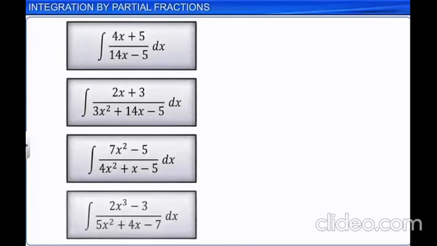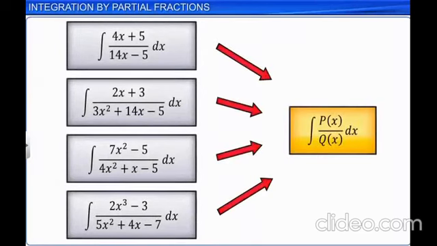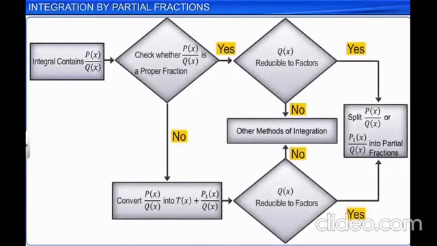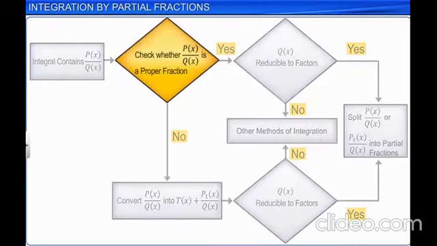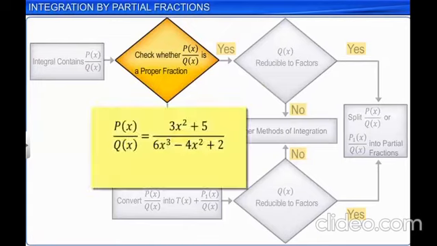While evaluating integrals, we often come across situations where the integrand is a fraction of polynomials. Such integrals can be evaluated by a special criterion. Let's see what it is. First, check whether the function is a proper fraction. If the degree of the numerator is less than that of the denominator, then it is a proper fraction. Let's consider an example. Here, the degree of the numerator is 2, while the degree of the denominator is 3. Thus, the degree of the numerator is less than the degree of the denominator. Hence, this is a proper fraction.